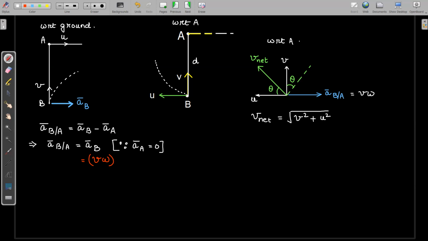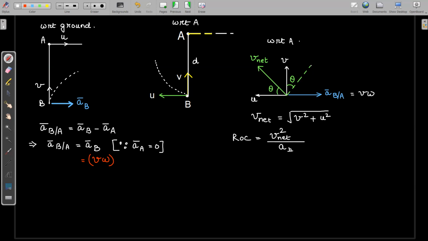So the radius of curvature is equal to the square of the net velocity of a particle divided by the component of acceleration which is perpendicular to the net velocity. You can see that the net velocity and the acceleration of B with respect to A are not perpendicular to each other. We need to find the component of acceleration which is perpendicular to the net velocity.